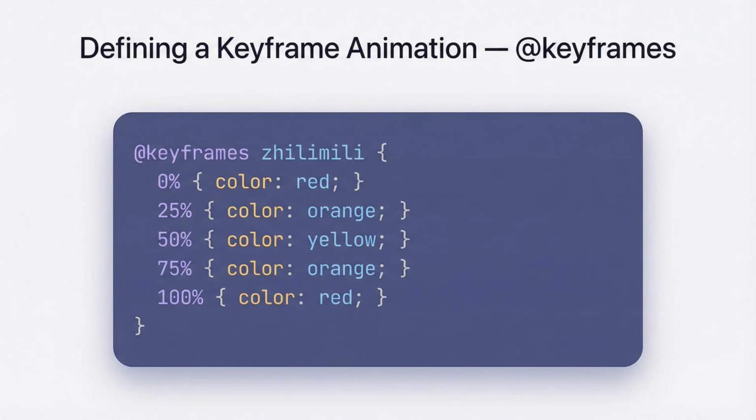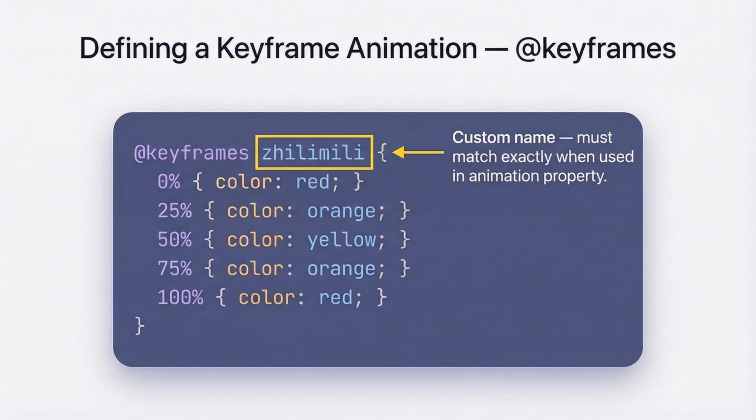To create a keyframe animation, you use the @keyframes rule in CSS. You give it a name. In this example, the name is Jilly-Milly, which means twinkling or glittering. Inside, you define what happens at each percentage of the animation's duration. At 0%, the color is red. At 25%, it shifts to orange. At 50%, it becomes yellow. Then it reverses back. And at 100%, it's red again, matching the start.